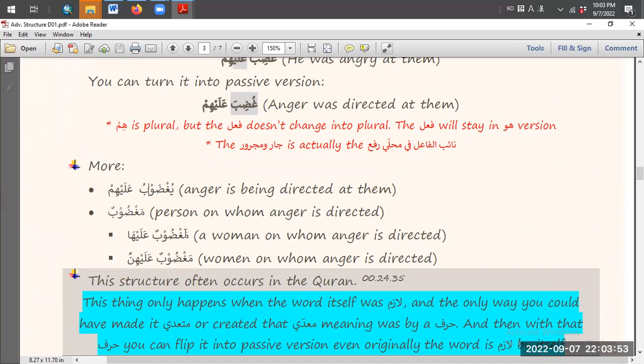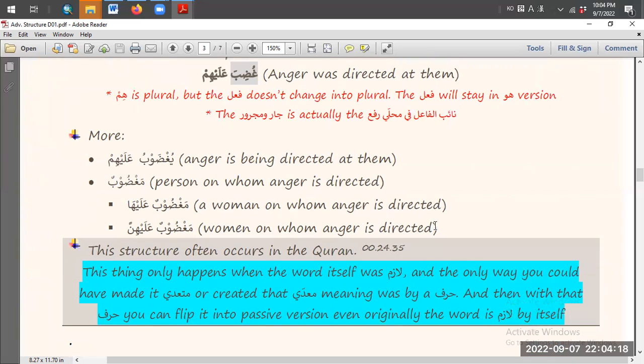Okay, I hope you understand because this is too complicated for me. Maghdubun alayhim, a person on whom anger is directed. Maghdubun alayhinna, oh, this is alayha, a woman on whom anger is directed. Does that make sense? Yes.